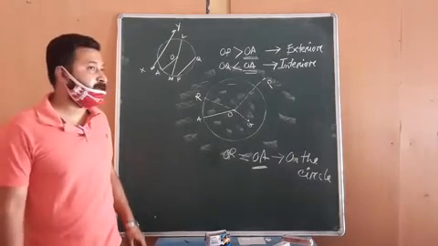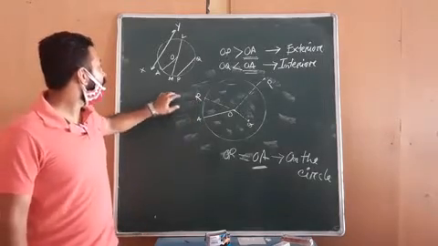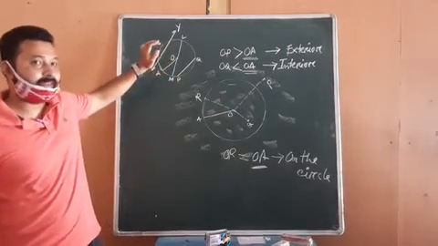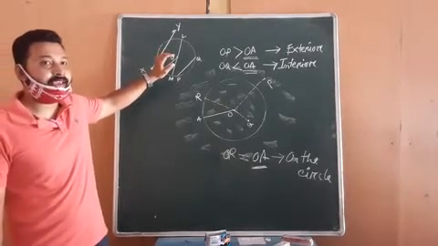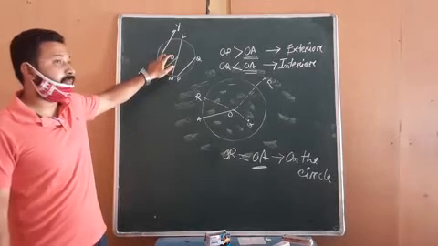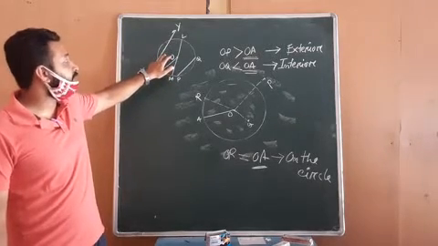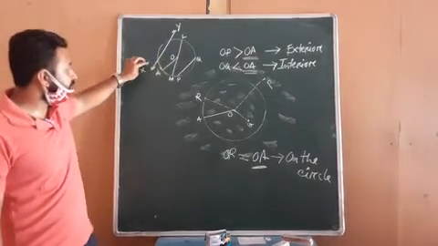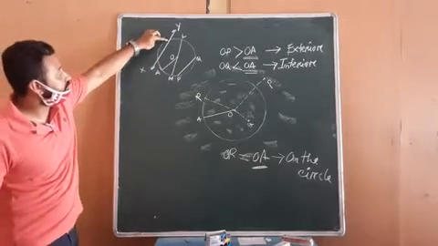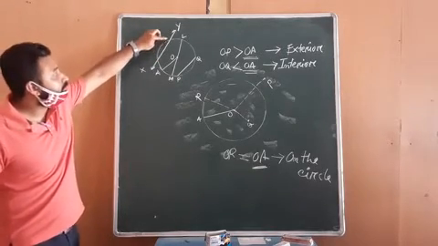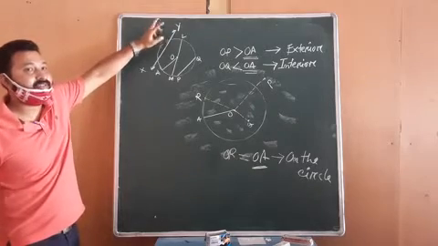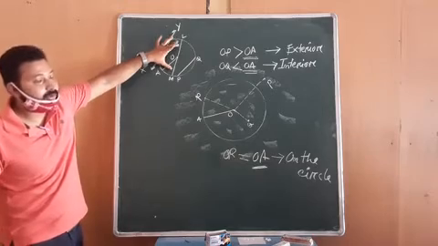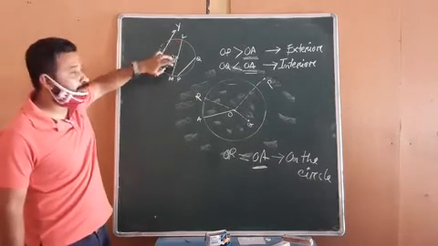From that circle, XY is called what? XY is called secant, S-E-C-A-N-T. It is a line which intersects the circle and passes through two points of the circle.